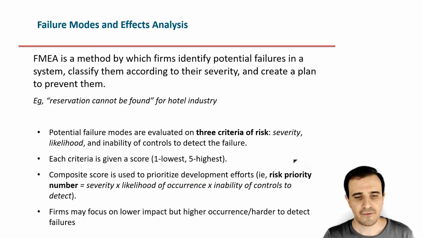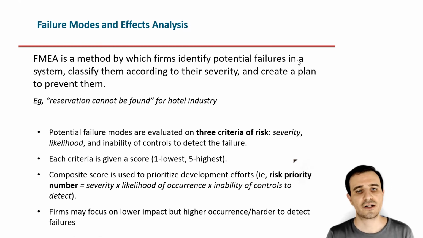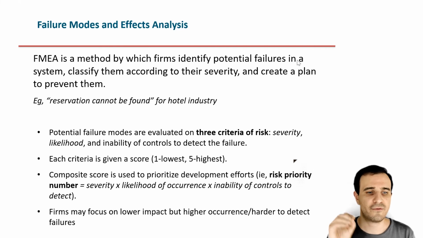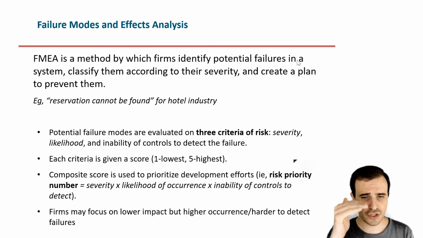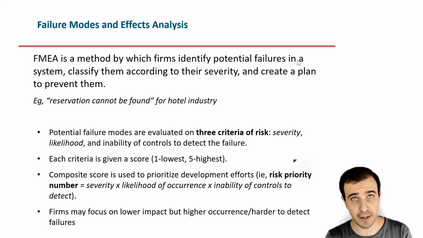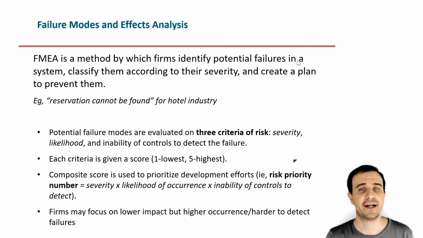More recently, we have seen also some other models that can help us ensure that failure errors are minimized. One is the failure mode and effect analysis. So here we identify potential failures, we categorize them according to the severity, and we also create a plan to tackle and prevent this. Let me give you an example.